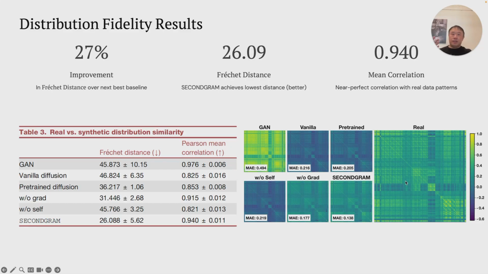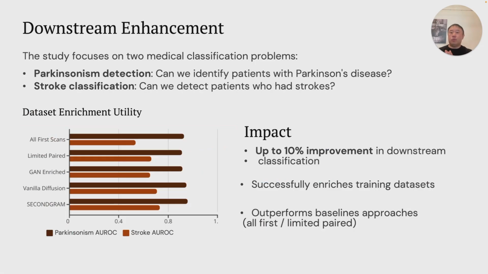So that's the distribution evaluation for the entire data set. Next up, we're going to see how we can use those augmented data for some downstream applications. In particular, we're looking at two classification tasks. One is for Parkinsonism detection: can we identify patients with Parkinson's disease earlier? And then we look at stroke classification: can we detect patients who had a stroke?